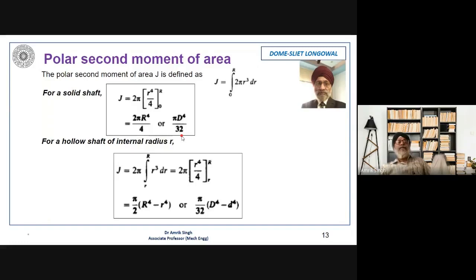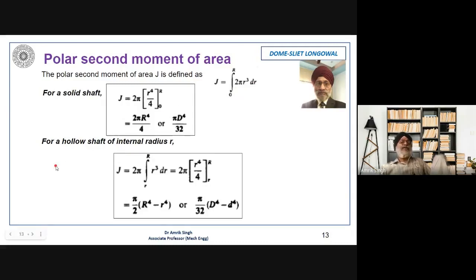Okay. Whereas for a solid shaft, the value of I, that is moment of inertia, was pi d4 upon 64. Okay. So that means J is 2I, or I is J by 2. So J is equal to pi d4 upon 32. So this is very important. So you have to remember this.